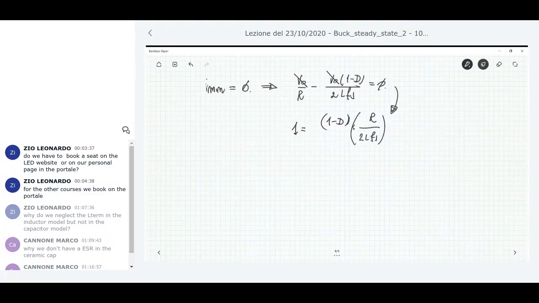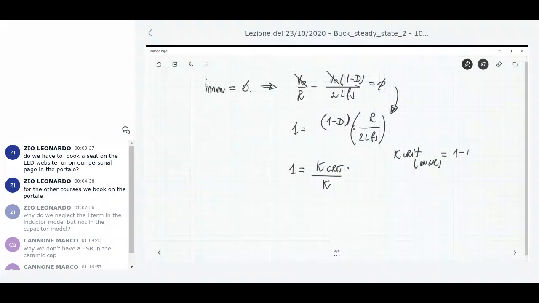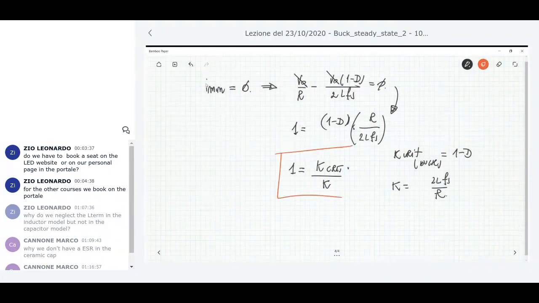I'm trying to generalize this kind of discussion about inductance. Typically what you can find in literature is that 1 minus D is called K critical, and 2 L f_s over R is called simply K. So K critical for the buck, because this will be different for any other topology, is 1 minus D. K is 2 L f_s over R. So in the critical situation, you have this condition: K critical is equal to K. Okay.